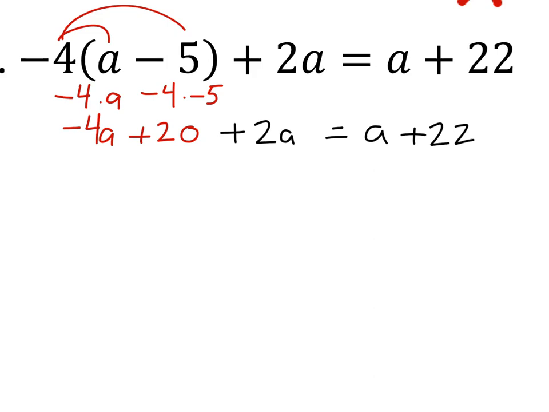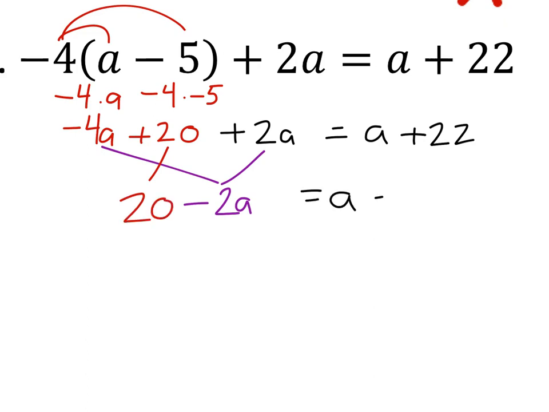However, there are like terms on the left side. So I can combine this negative 4A with that positive 2A, which would combine to be negative 2A's. So I've got 20 minus 2A equals this A plus 22. And I'm going to put the A's, we'll just keep putting them on the left. So I've got A's on the left, numbers on the right.